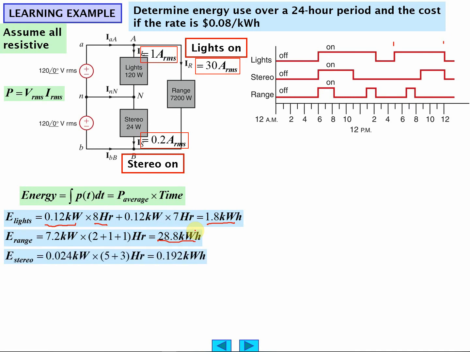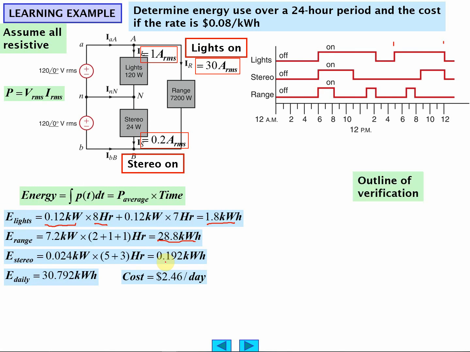This is the easy part. Stereo, just read off the graph how long it's on. 6 to 11, 5 hours here. 9 to midnight, another 3. Okay. Add everything up, and that's how much it's going to cost. And then you can figure out the amperage also.